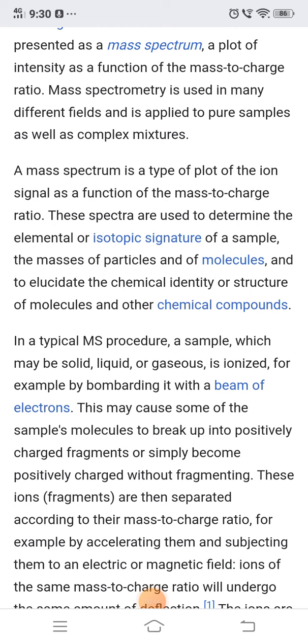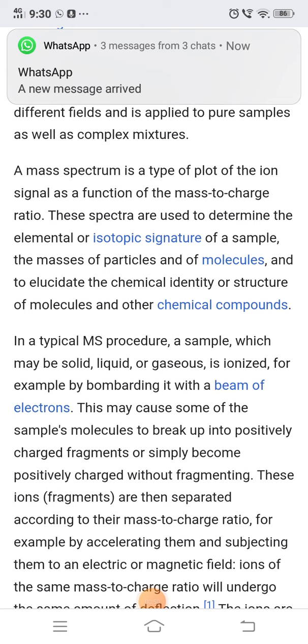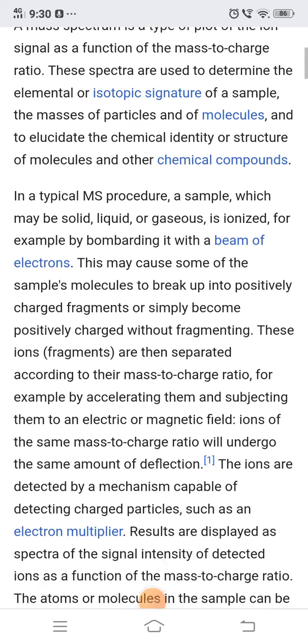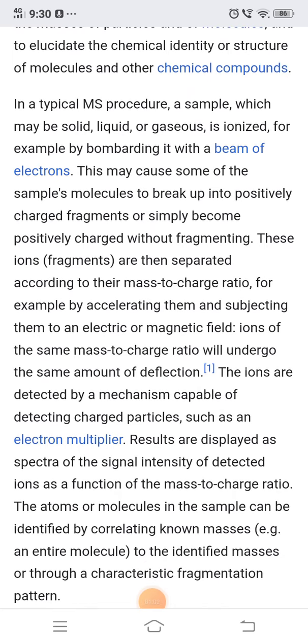These spectra are used to determine the elemental or isotopic signature of the sample, the masses of particles and of molecules, and to elucidate the chemical identity or structure of molecules and other chemical compounds. In a typical mass spectrometer procedure, a sample, which may be solid, liquid or gaseous, is ionized, for example by bombarding it with a beam of electrons.